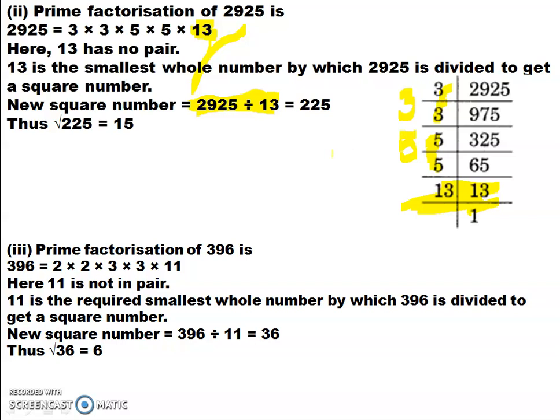Here you have the question 396. The prime factorization is 2 into 2 into 3 into 3 into 11. So tell me which is the odd number here. The odd one out is 11. 396 divided by 11 is 36. So what happens? Root of 36 is 6.